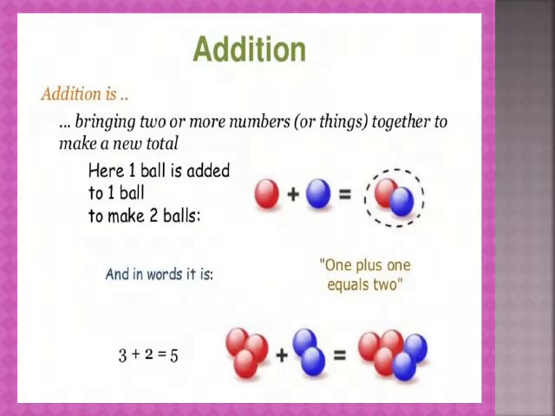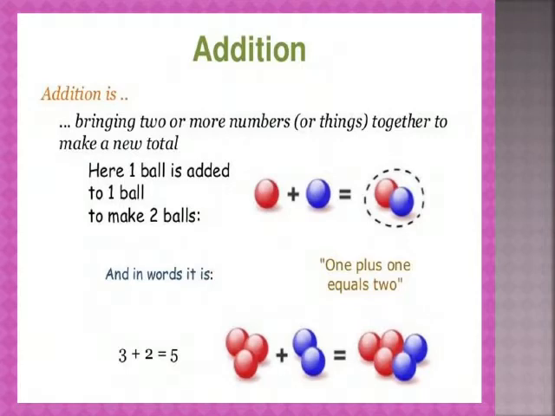Now you children, you can see in the picture there is one red ball and there is one blue ball, and when you put them together you get two balls which are of different colors. So here one ball is added to one ball to make two balls. In other words, 1 plus 1 equals 2.